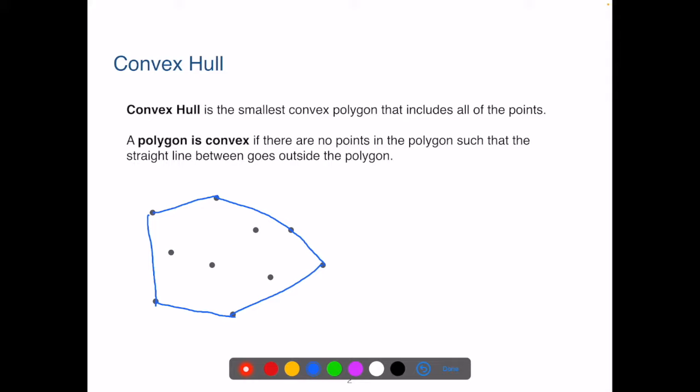What is a convex polygon? A polygon is convex if it has no dents in it, or to be more formal, a polygon is convex if there are no points in the polygon such that the straight line between them can go outside the polygon. For instance, this is convex. This is not convex, because if we draw a line between these two points, it goes outside of the polygon.